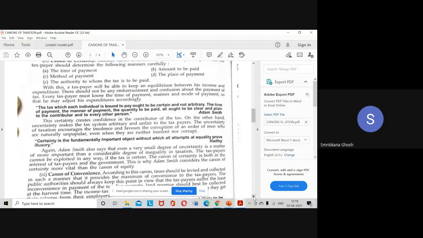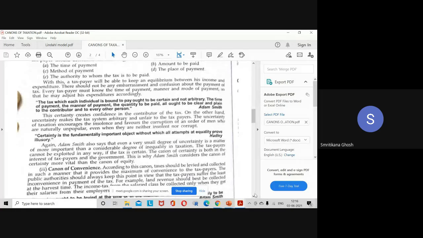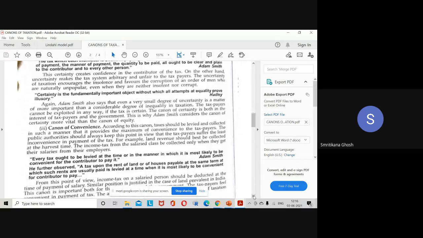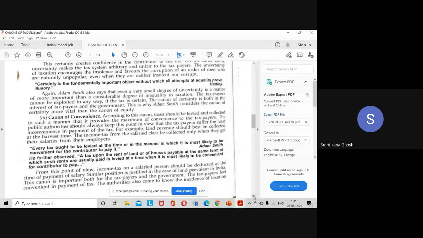So this is canon of certainty. Now the third one is the canon of convenience. Convenience means what? As I say, the tax is always bad for the consumer, the taxpayer. They are not happy when they are paying tax, but you have to collect it. The package of tax collection should be like this: the taxpayers are thinking, okay, it is very much convenient. So it should be there behind the tax structure.